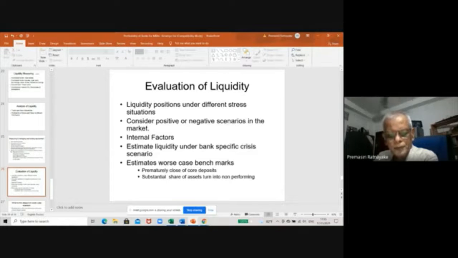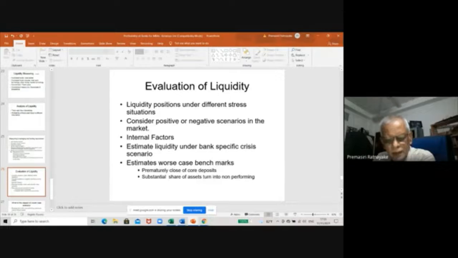Evaluation of liquidity: liquidity position under different stress situations. Stress scenarios can be built on most probable practical outcomes, and liquidity positions under different stress scenarios will give a good evaluation of the liquidity. Consider positive or negative scenarios in the market.